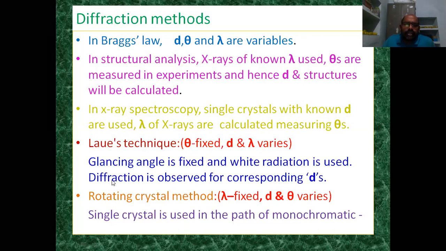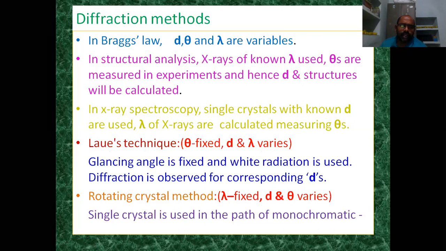So the diffraction is observed for the corresponding wavelengths. Okay, different wavelengths correspond to different interplanar spacings. That means a particular set of planes has a particular interplanar spacing. We observe the diffraction patterns of different wavelengths. So that is the case for Laue's technique, Laue's diffraction method.